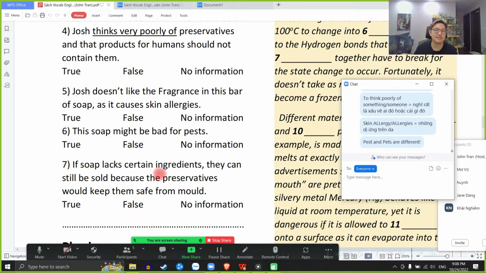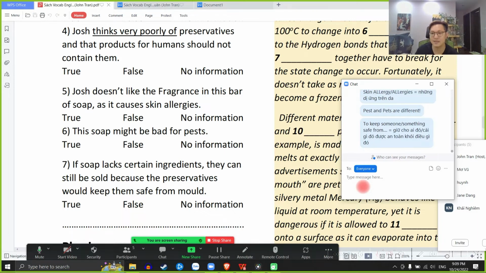Number 7. If soap lacks certain ingredients, nếu cục xà bông nó thiếu một số cái nguyên liệu, they can still be sold, chúng có thể vẫn được bán, because the preservatives would keep them safe from mold. To keep someone or something safe from something, giữ cho ai đó hoặc cái gì đó được an toàn khỏi điều gì đó. To keep someone or something safe from something. Chúng có thể vẫn được bán bởi vì những chất bảo quản sẽ giữ cho chúng an toàn khỏi mốc.